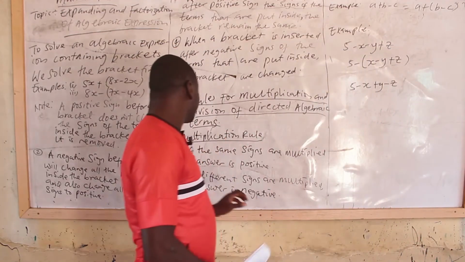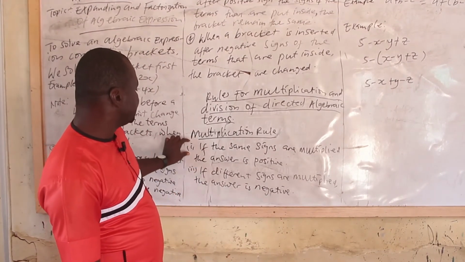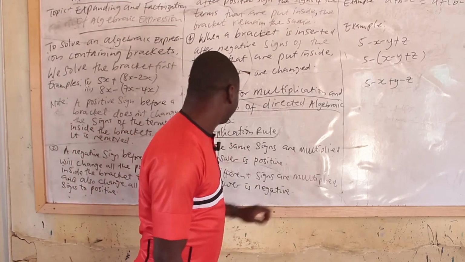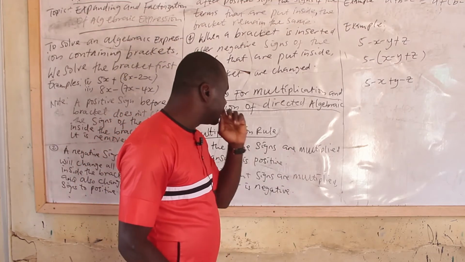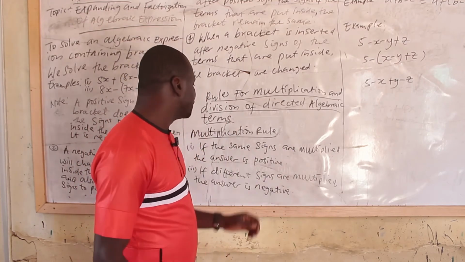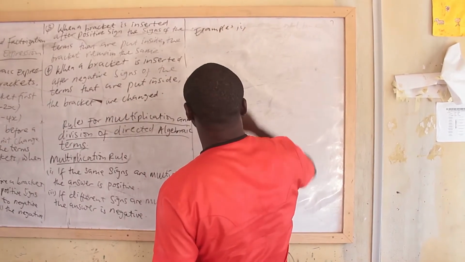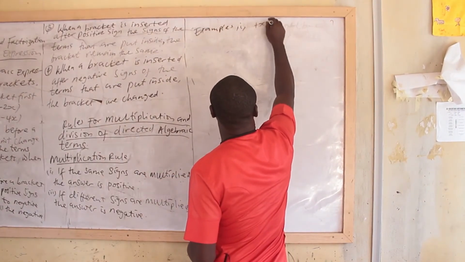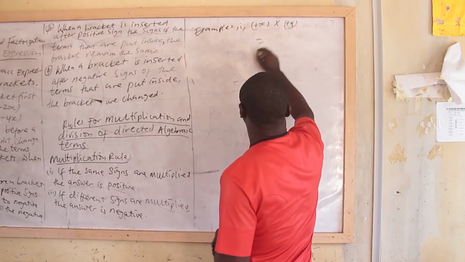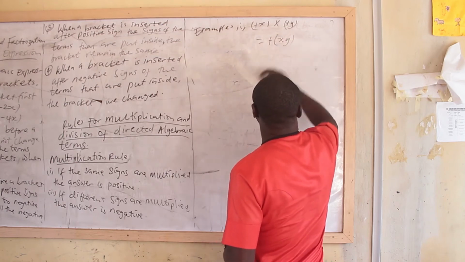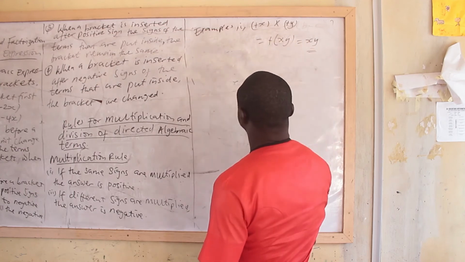Now, for the multiplication rule, rule 1 says, if the same signs are multiplied, the answer is what? Positive. Examples, look at it. Plus x multiplied by plus y gives plus xy. And plus multiplied by plus, the answer is what? xy.